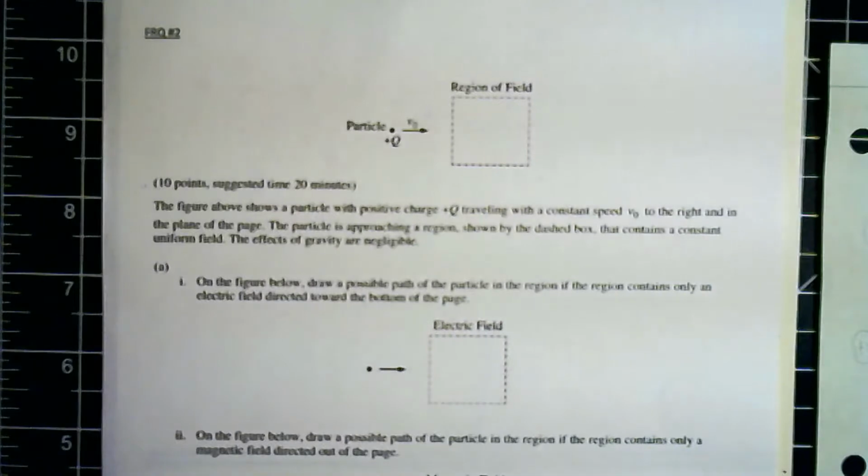Alright, so for this first question, we have a particle of charge positive Q moving to the right at speed v naught. It's going to go into this region where there's going to be a field, and the field is a constant and uniform field. The effects of gravity are negligible. Now the first question says, on the figure below, draw a possible path of the particle in the region if it only contains an electric field directed towards the bottom of the page.